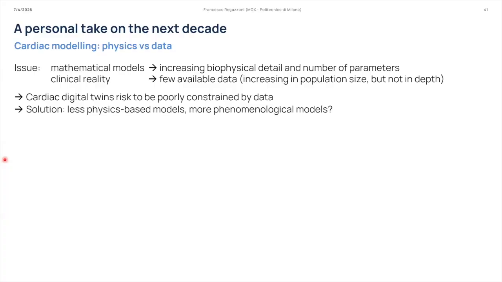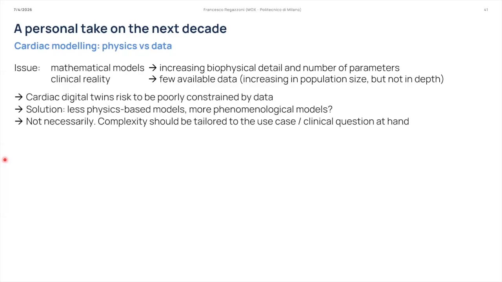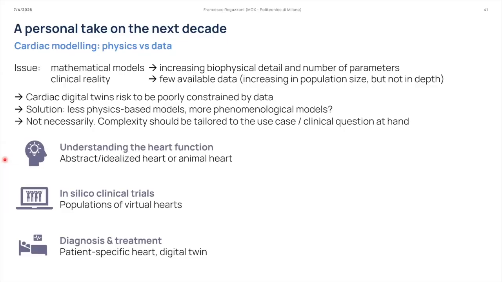And one possible solution might be, instead of using more physics-based models, to resort to phenomenological models. But I think that this is not necessarily true. I think that the complexity should be tailored to the specific use case or the clinical question at hand. I think that there are mainly three use cases where we can use cardiac models. One is that of understanding the cardiac function, so studying an abstract or an idealized heart, or for instance, an animal heart.